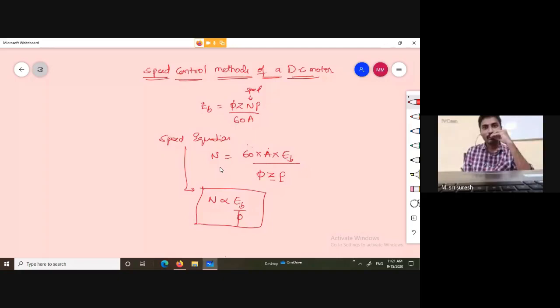The speed of a DC motor can be varied either by varying the back EMF of the motor, or by varying the flux of the DC motor. So the speed of a DC motor can be varied by two variables here: either the back EMF or the flux. Now we'll see the speed control methods. There are three methods actually. First I am talking about the flux control method.